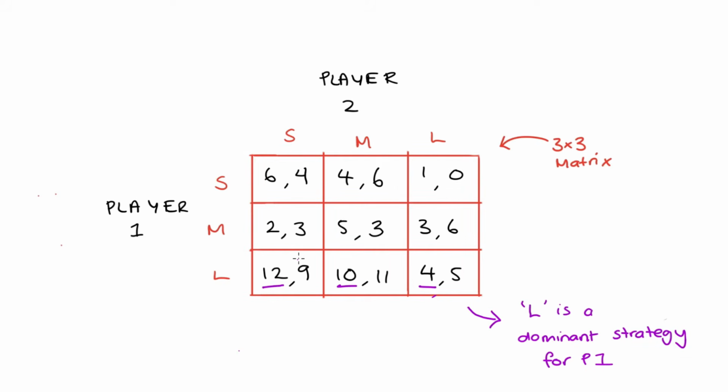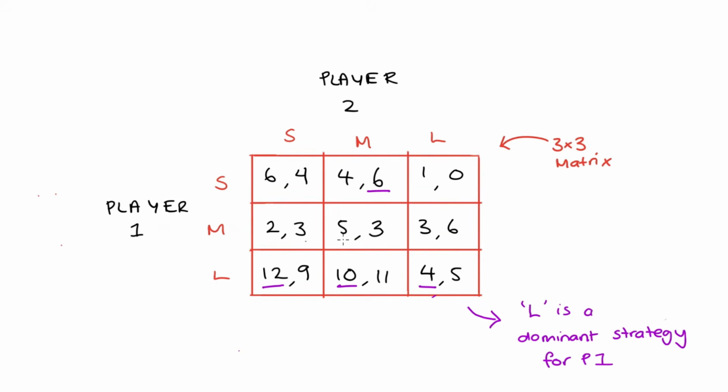I'll talk a little bit more about what kind of dominance we're seeing here in a bit, but before we do that, let's just think about player 2's best responses first. Alright, so from the perspective of player 2, if player 1 plays S, we would be on this top row here. Player 2 could play S and get 4, M and get 6, or L and get 0. M will be the best response for player 2 here because 6 gives the highest payoff.